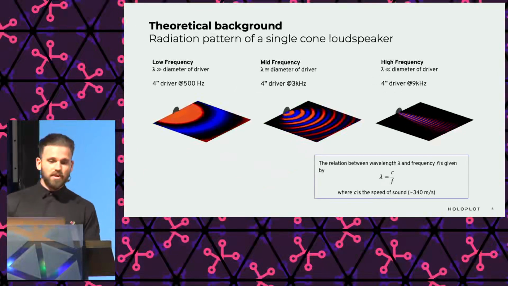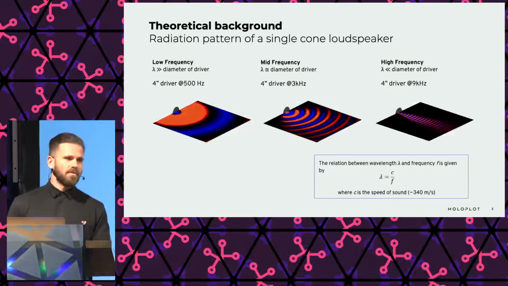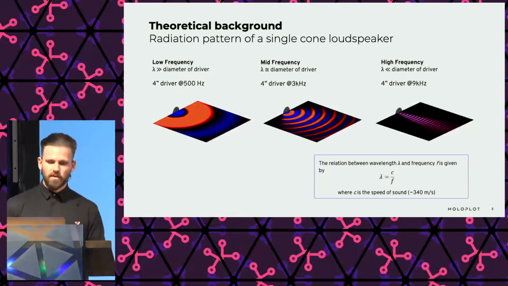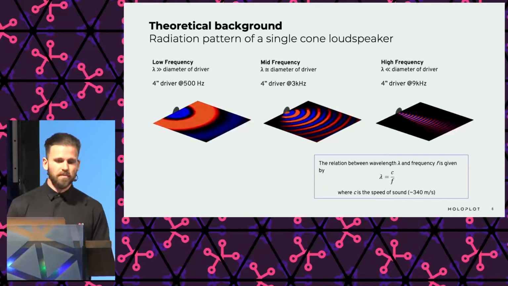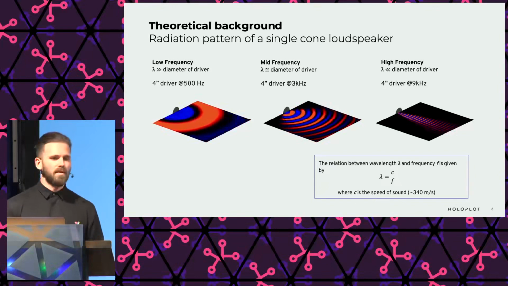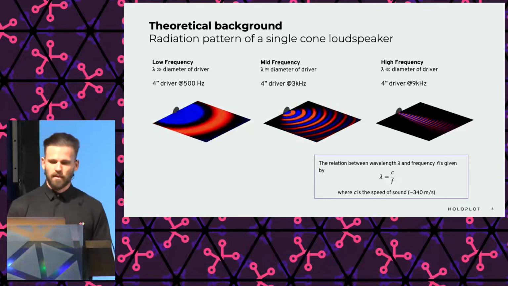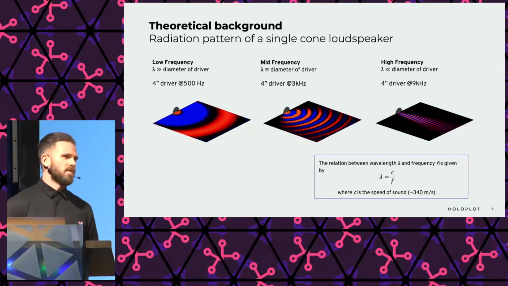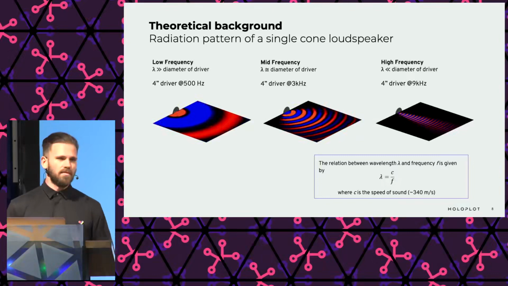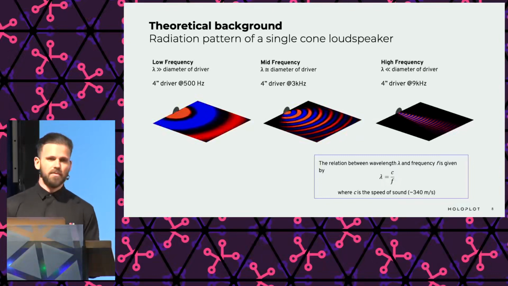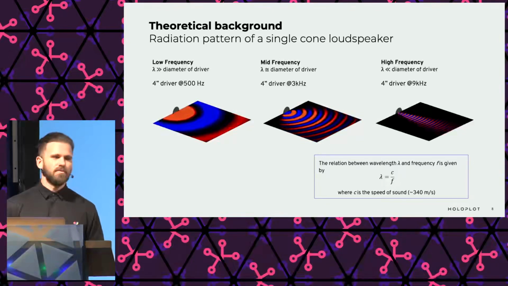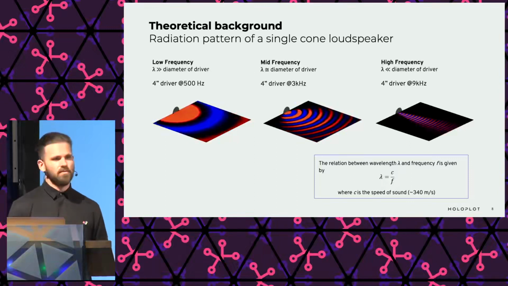Now, the relationship between the wavelength and the frequency is given by the following formula: lambda equals c divided by f, where lambda is the wavelength that we are reproducing, c is the speed of sound, typically having a value of 340 meters per second, and f is the frequency equivalent to that wavelength.